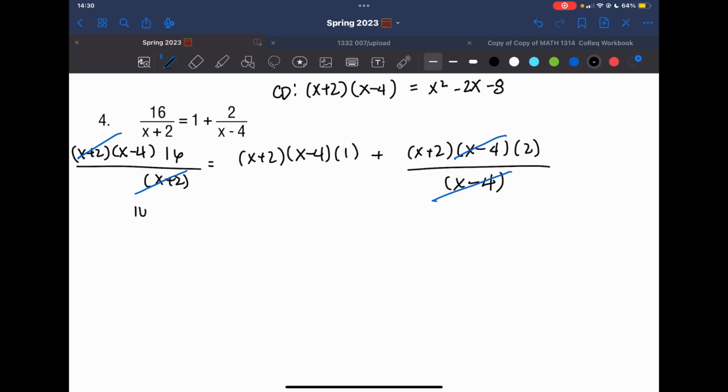We're left with 16x minus 64 equals x squared minus 2x minus 8 plus 2x plus 4. Want to collect like terms. There's nothing we can do on the left, but we can do some math on the right. Let's see. We're going to have x squared plus 4. No, it's x squared minus 4.